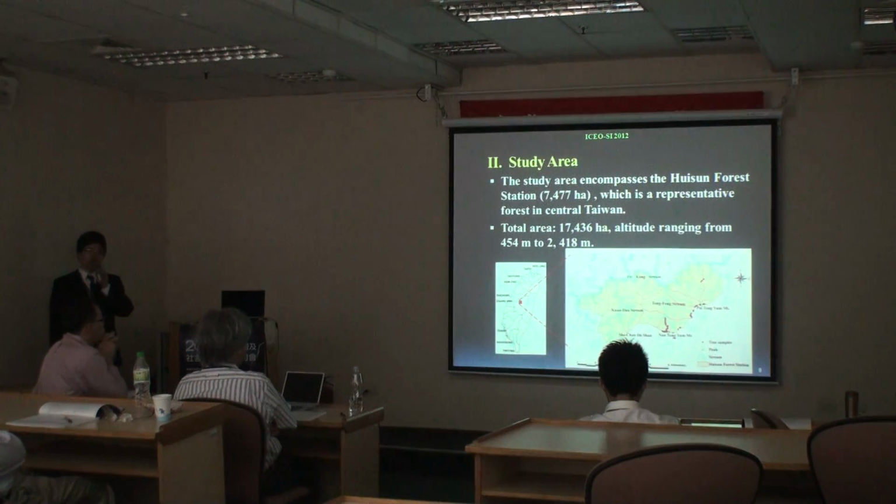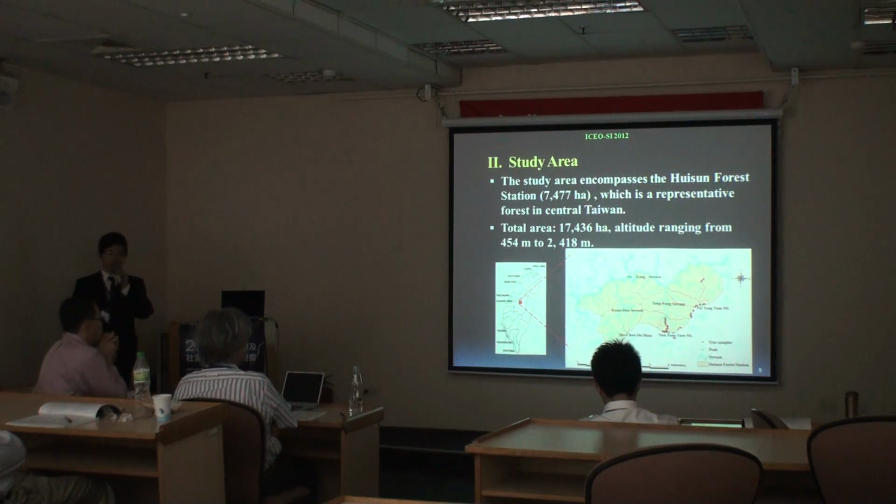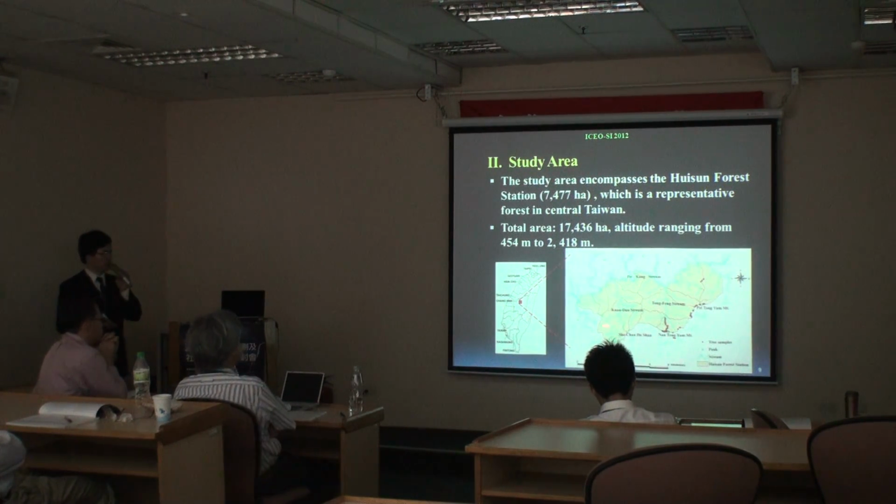The study area encompasses the Huisun Forest Station in central Taiwan. The tree species over there is very complex. The range of altitude is from 450 to 2,400 meters. We took a tree sample from the east Dongfeng watershed in the east of Huisun area and extrapolated the potential habitat to the entire study area.